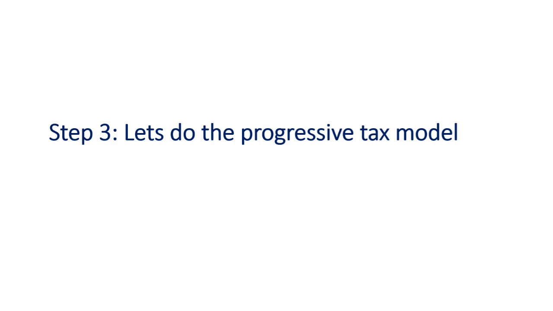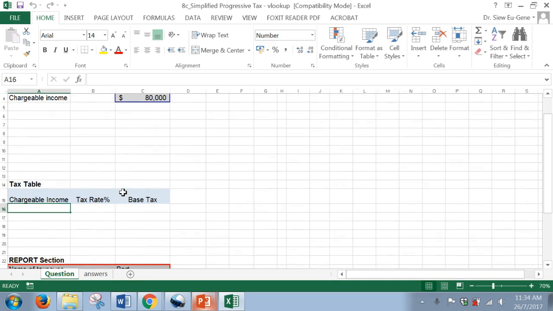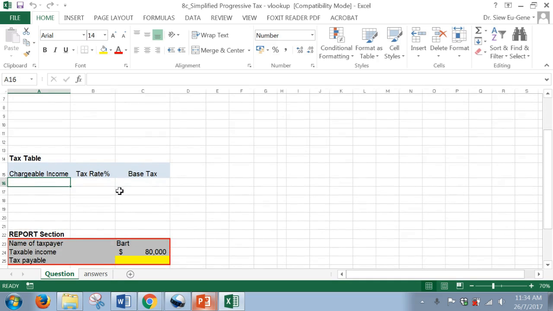In our next step, we are going to do the progressive tax model. This is our progressive tax model, and let's fill this up according to the question. Now, the headings have been given for us. So we are going to use chargeable income as the value or the ID that we are going to refer to. So the first chargeable income, the lowest amount a person can earn, is 0.